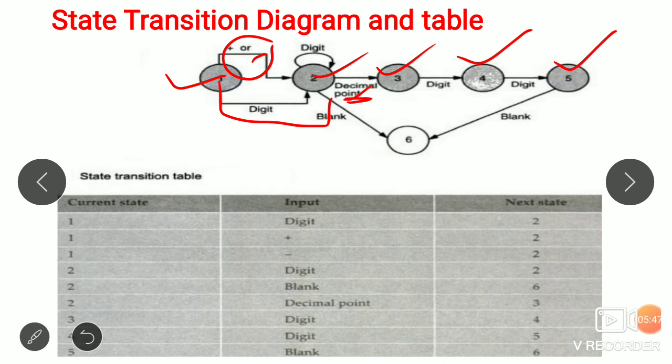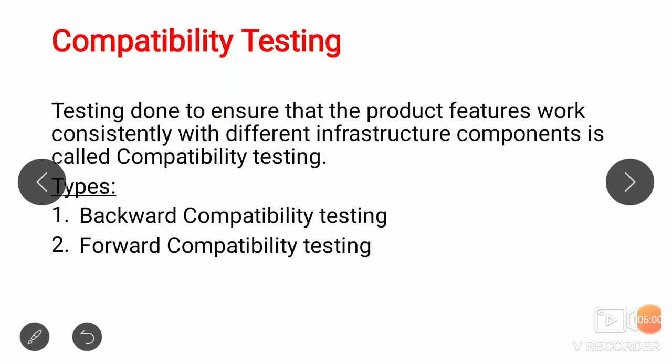Here, graph-based testing methods are applicable to generate test cases for state machines such as language translators, workflows, transaction flows, and data flows. We will see the next topic, compatibility testing. What is meant by compatibility testing? Testing done to ensure that the product features work consistently with different infrastructure components is called compatibility testing.